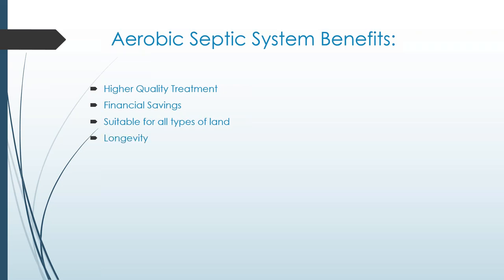Longevity. Regular cleaning and inspection will keep your system functional for many years. Finally, efficiency. Aerobic bacteria typically break down household waste much faster than anaerobic bacteria that you would find in a septic tank, in the conventional septic system.